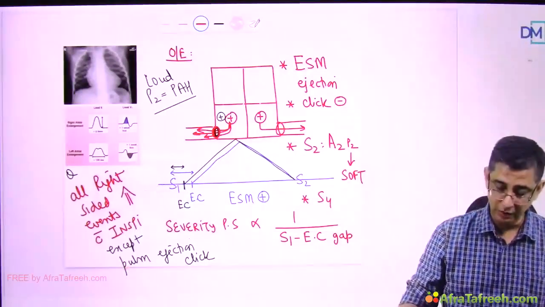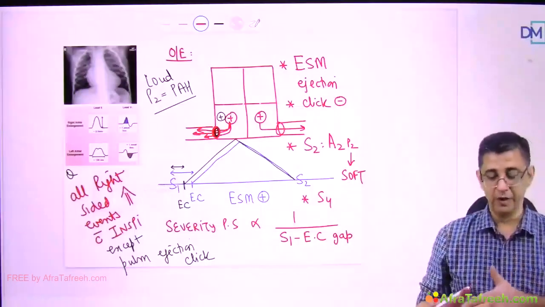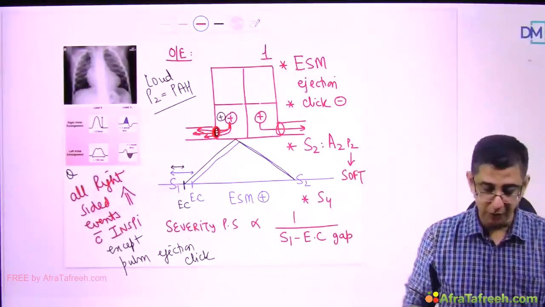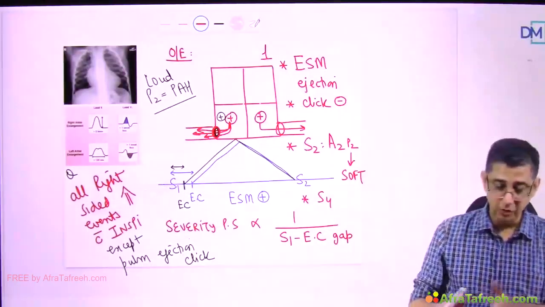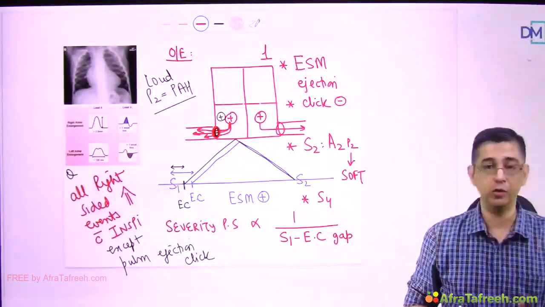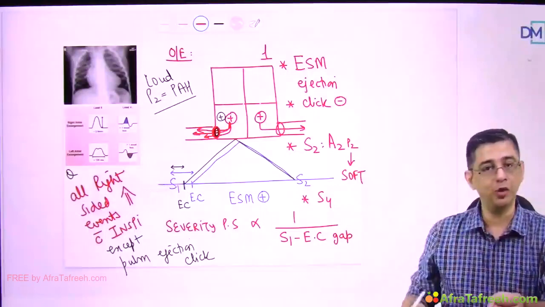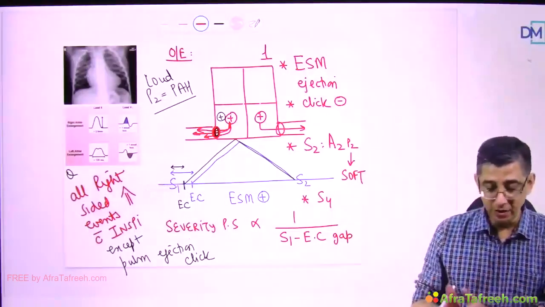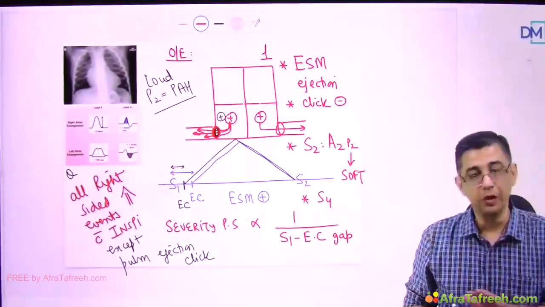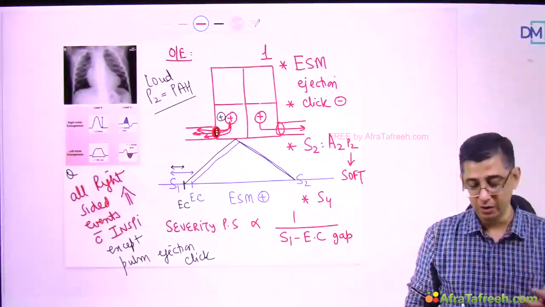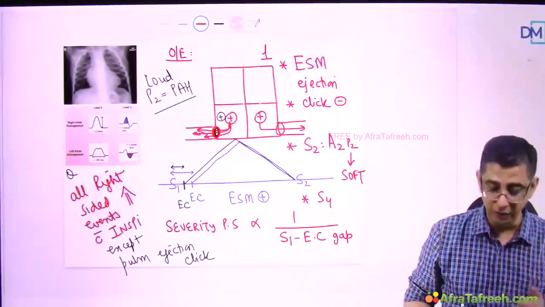So let us just quickly revise the important auscultatory findings of patients of pulmonic stenosis. There is an ejection systolic murmur, the duration of which becomes longer as the disease becomes relatively more severe. Common sense, the opening is small, so blood will take more time to go through a narrow orifice. The ejection click will come closer, and the ejection click may not be heard. So all right-sided events increase with inspiration except the ejection click, which might come closer to S1 and may not be heard.